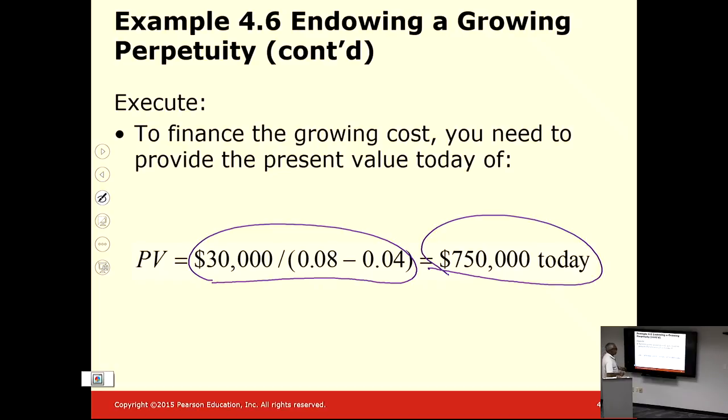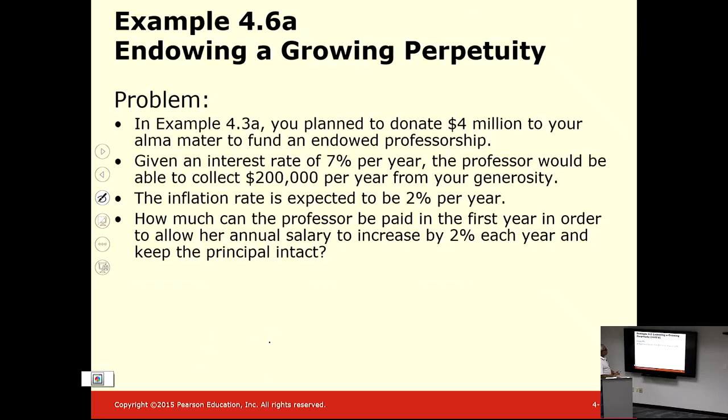Because it is C divided by R minus G. So that's a growing perpetuity.